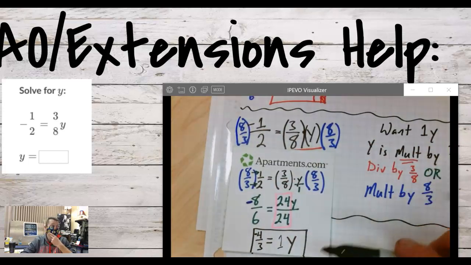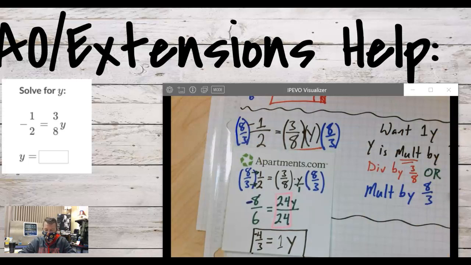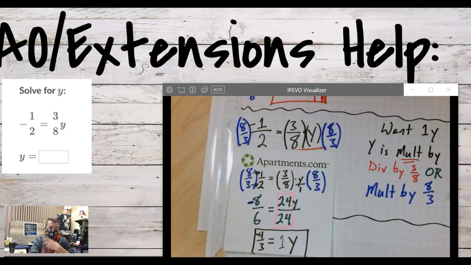Like I tell you guys, dropping the negative is the biggest mistake I see in problems like this, forgetting the negative, or just not working with the fractions correctly.